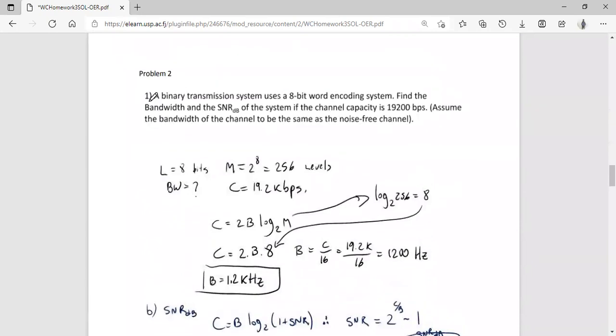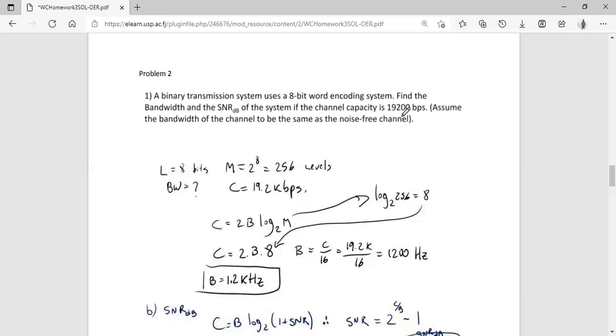Problem number 2. A binary transmission system uses 8-bit word encoding system. Find the bandwidth and the SNR dB of the system if the channel capacity is 19,200 bits per second. Assume the bandwidth of the channel to be the same as the noise-free channel.